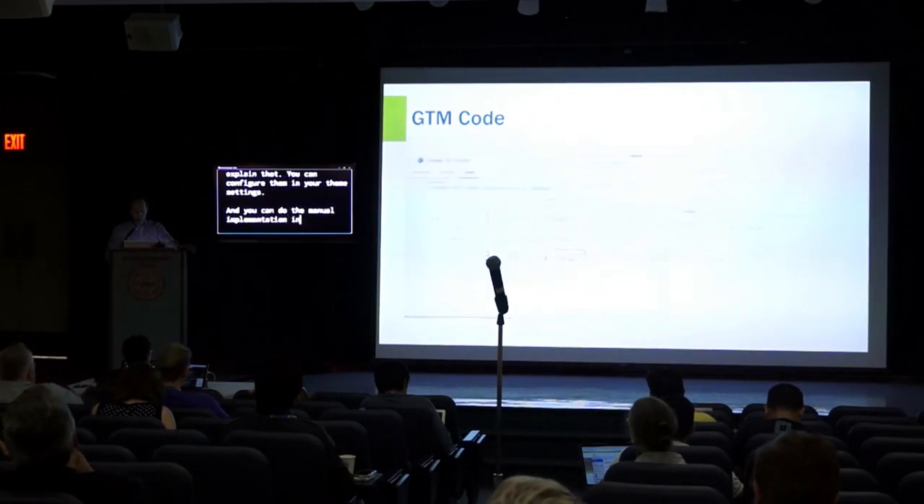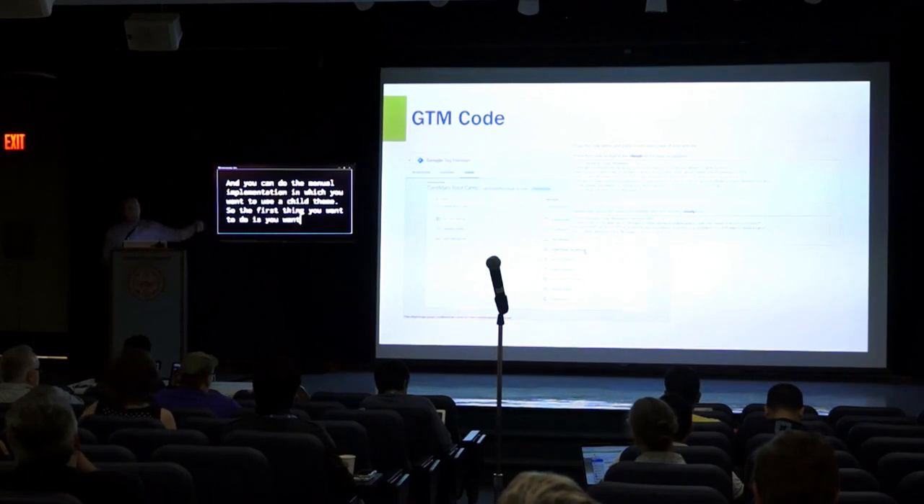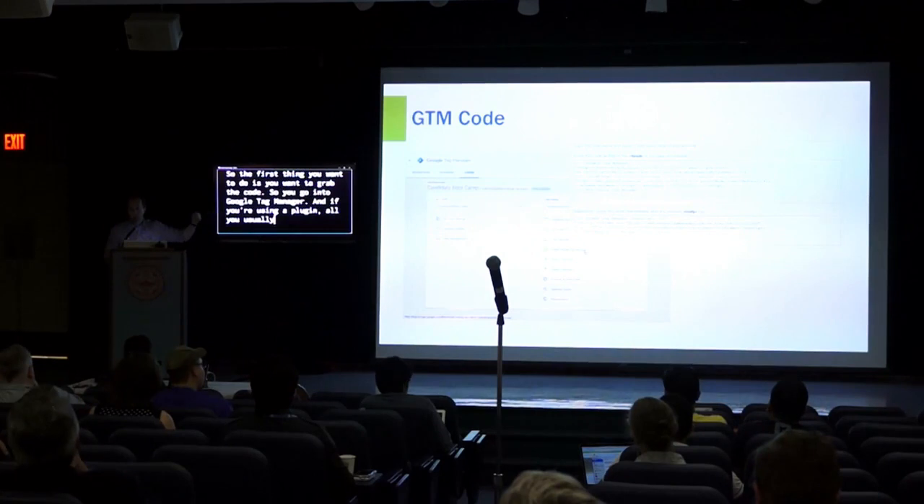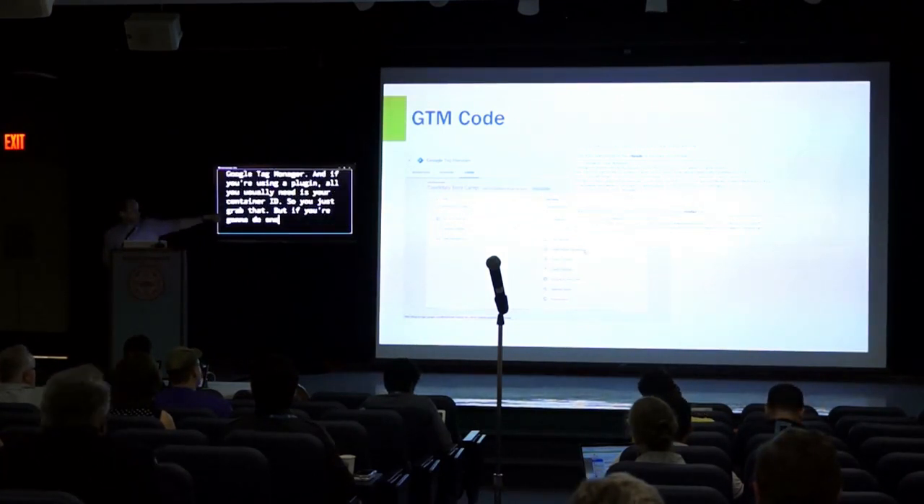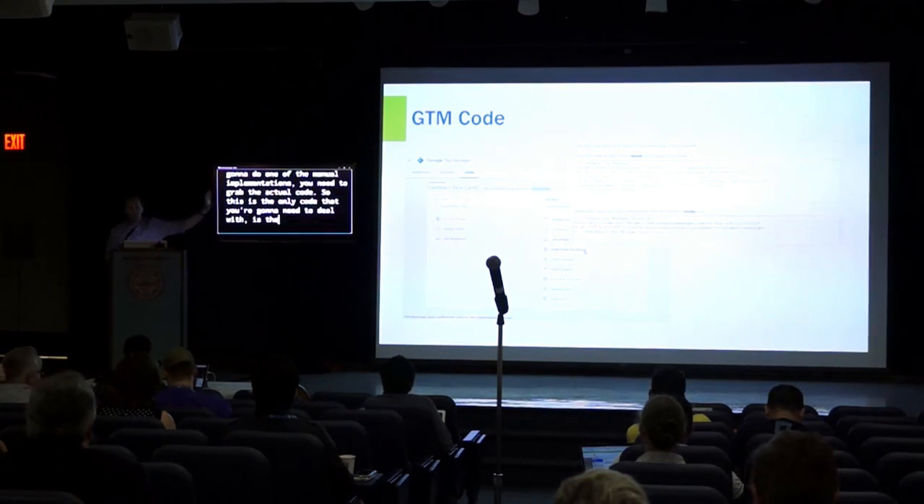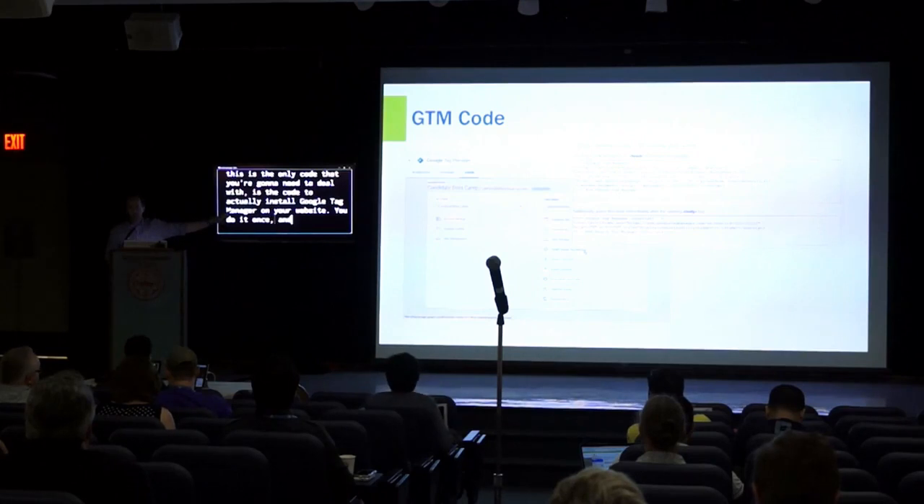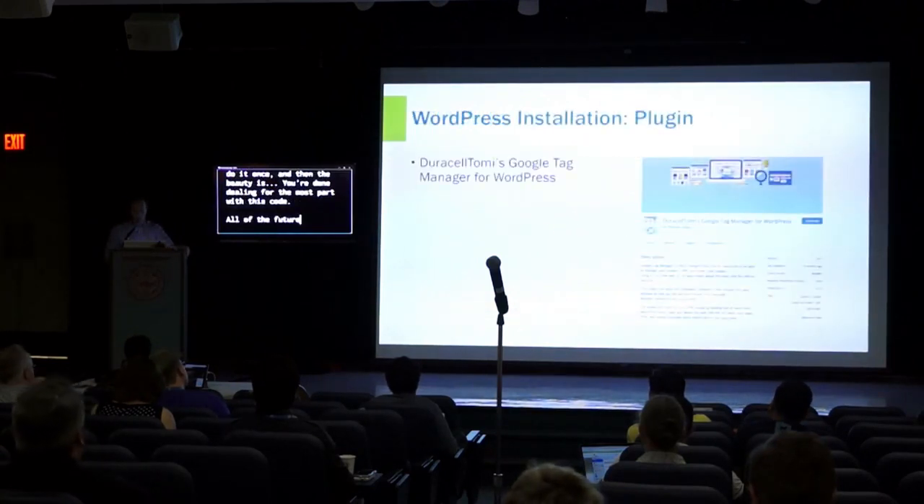use a child theme. So the first thing you need to do is grab the code. You go into Google Tag Manager, and if you're using a plugin, all you usually need is your container ID, so you just grab that. But if you're going to do one of the manual implementations, you need to grab the actual code. This is the only code that you're going to need to deal with, the code to actually install Google Tag Manager on your website. You do it once, and then the beauty is you're done dealing, for the most part, with this code. All of the future changes are done through the interface.